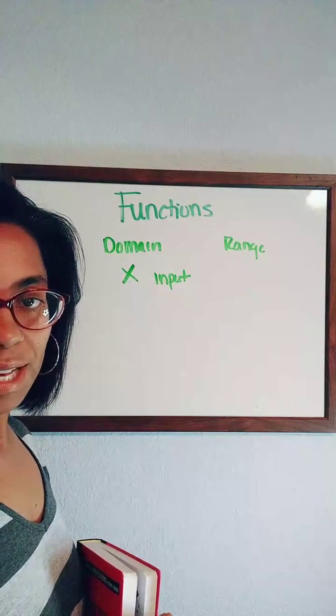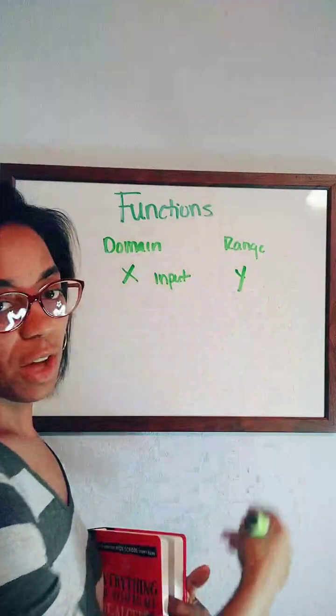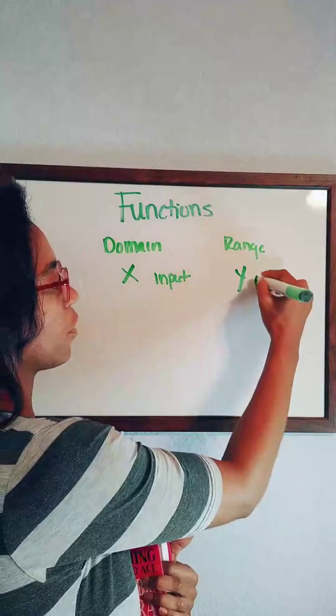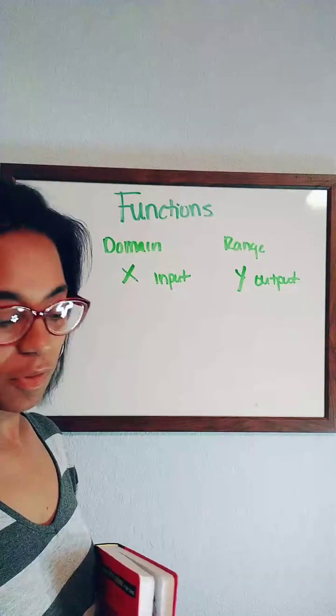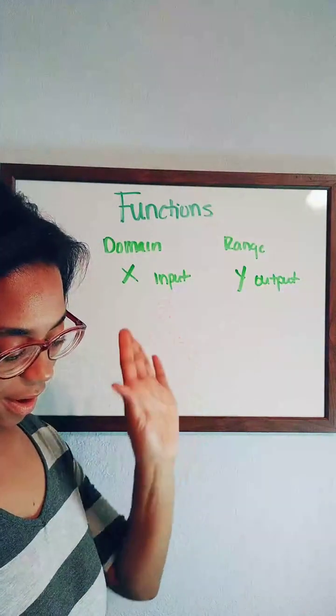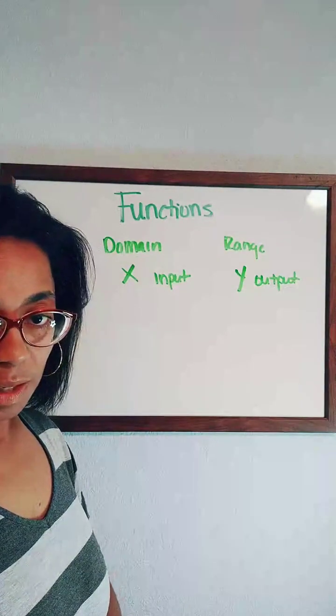Very good, Abel. Your Y, and we also call that what? Output. Perfect. Good job. Independent and dependent.